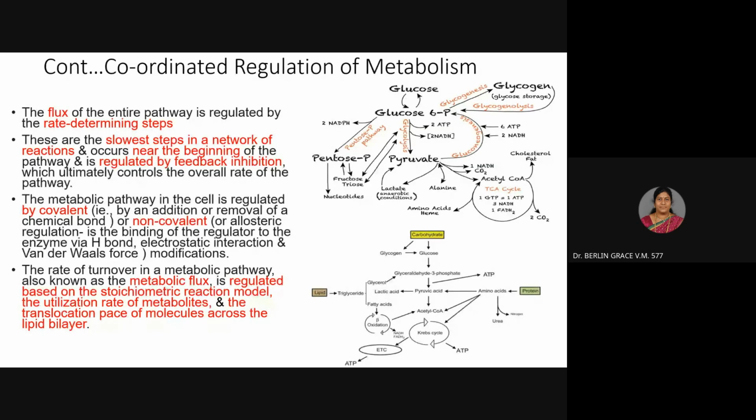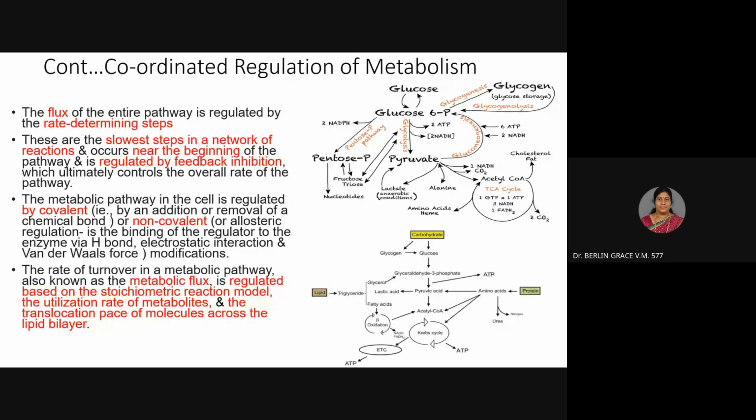If you look at this image, here the glucose is converted into glucose 6-phosphate. And from there, pyruvate is synthesized and the other molecules are produced: lactate, alanine, and the TCA intermediate, acetyl-CoA. So this is one flux.